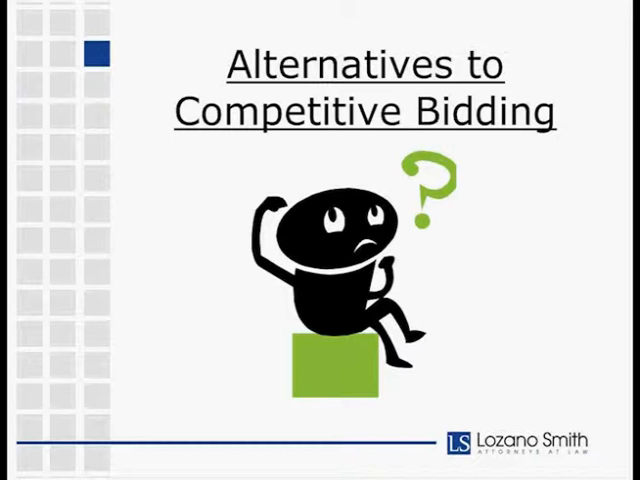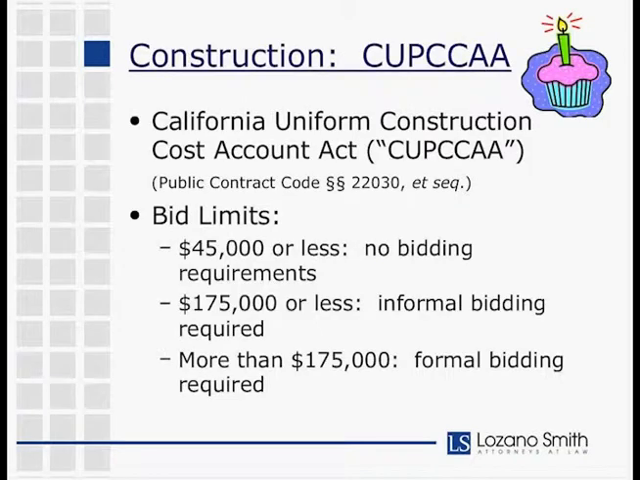And I also am going to try to point out some of the nuances that will apply if you're trying to use an alternative to competitive bidding. So the first alternative is what I referred to earlier as CUPCAKE, or uniform cost. And you've got the whole acronym there and what it stands for, as well as the citation in the Public Contract Code to the sections that govern this act.